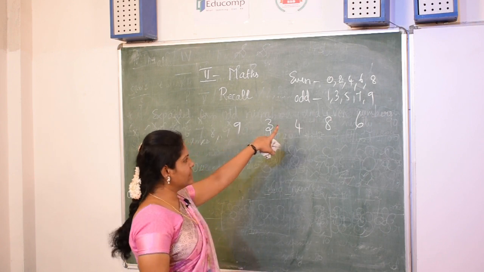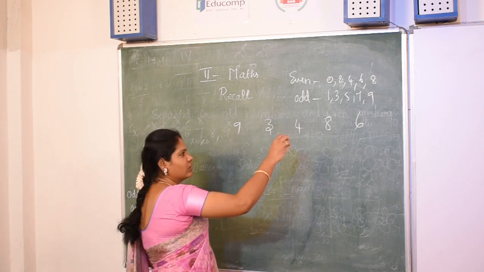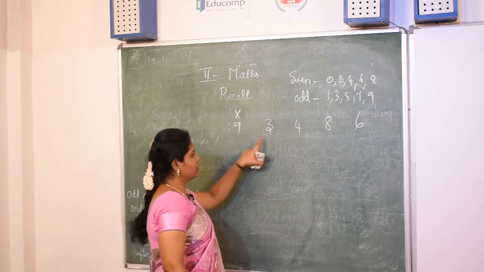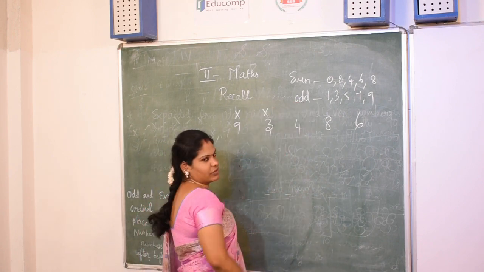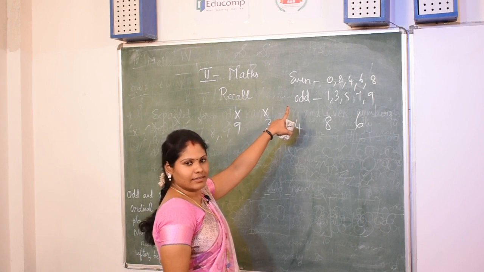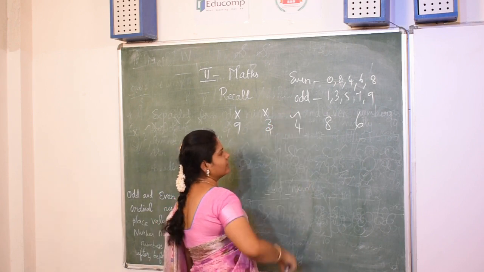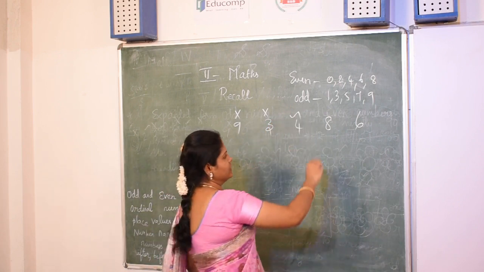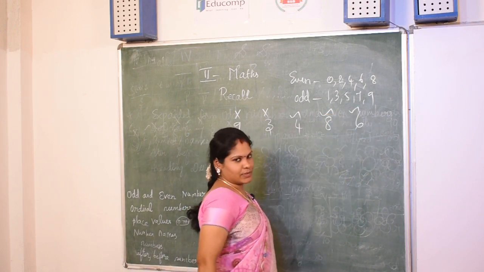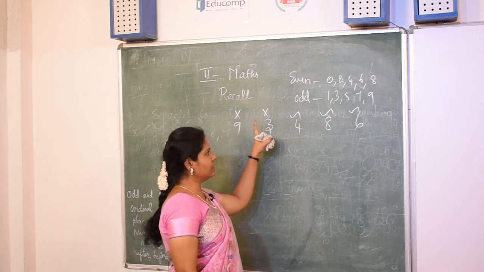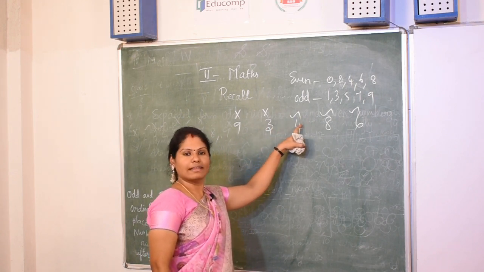So is 9 an odd number or an even number? It is an odd number, so put a cross. Is 3 an odd number or an even number? It is an odd number, so again put a cross. 4 is an even number, so put a tick. 8 is an even number, so tick. Next, 6 is an even number. So until you get thorough, please write the numbers at the top of your notebook and memorize them.